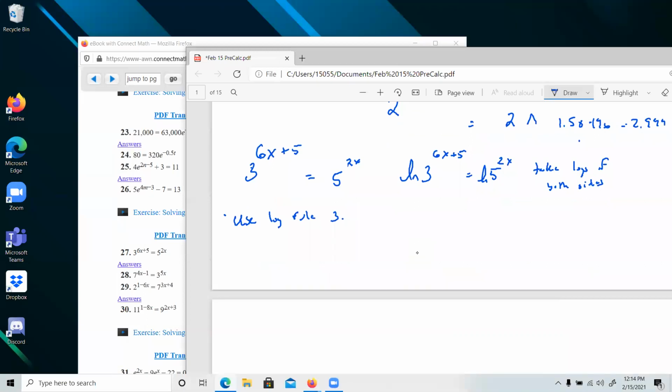Okay, so we're going to get parentheses 6x plus 5 times natural log of 3 is equal to 2x natural log of 5. Now, if you want to type, okay, I would not recommend you do this, but if it helps you, especially at the beginning, to write log base 5 to convert it to a 4-decimal number. And by the way, you can do more, but the standard is to type this thing out to 4 decimals.